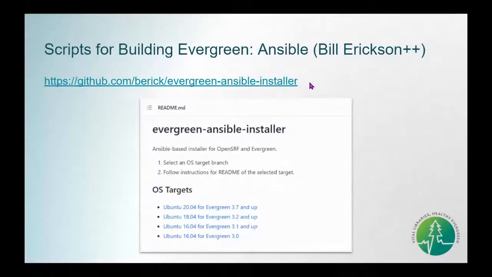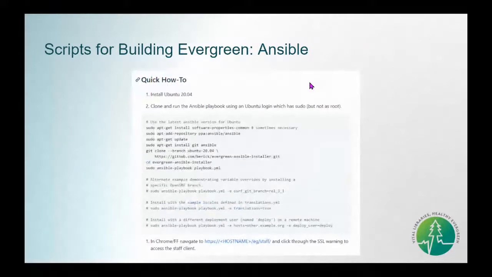I did want to show this snapshot from the README for the Ansible script. Step one is install Ubuntu 20.04. Step two is when you pull down the Ansible script using Git. And this short list of about 5 or 6 commands is all you need to execute on your virtual machine to install Evergreen.